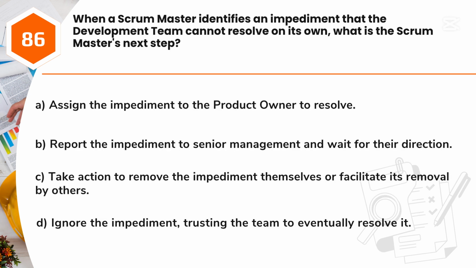Question 86. When a Scrum Master identifies an impediment that the development team cannot resolve on its own, what is the Scrum Master's next step? A. Assign the impediment to the product owner to resolve. B. Report the impediment to senior management and wait for their direction. C. Take action to remove the impediment themselves or facilitate its removal by others. D. Ignore the impediment, trusting the team to eventually resolve it.